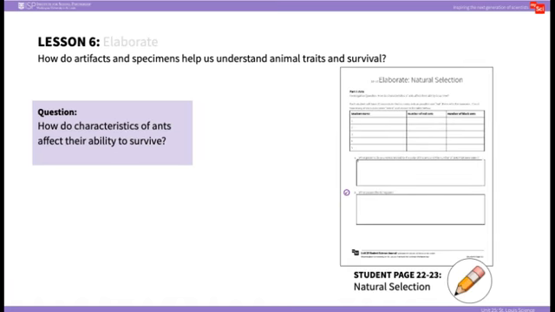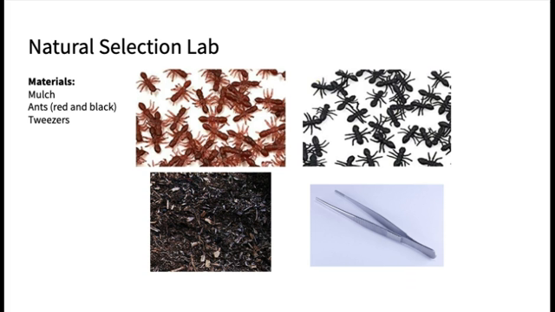In the Elaborate section of this lesson, students will focus on the fact that some traits help organisms to survive. Students will complete a natural selection lab. You'll need the red ants, the black mulch, and tweezers found in your kit. You'll first ask students to describe the traits that the 2 different ants have and how these traits might help these ants to survive.